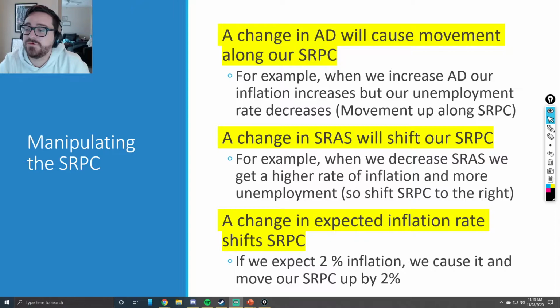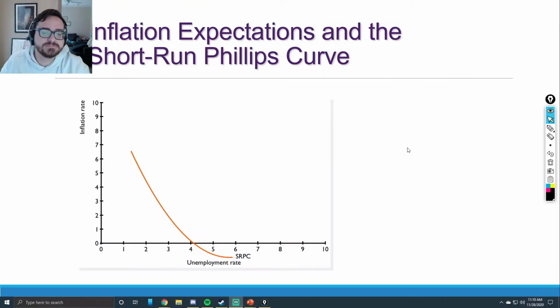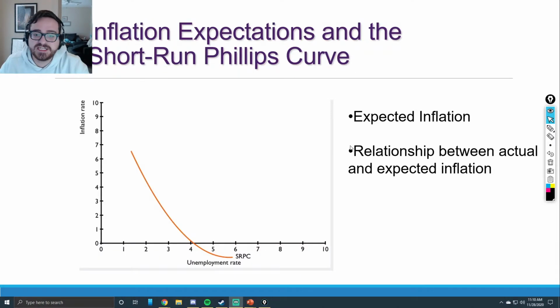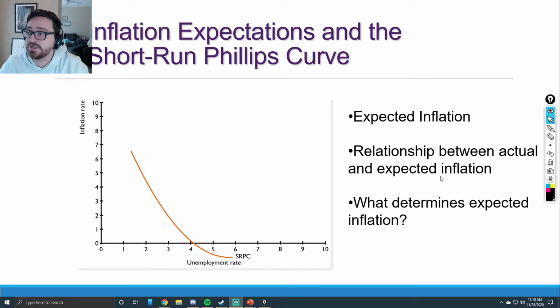The idea is if we expect more inflation, we cause it. Which logically does actually check out. If you think prices are going to go up tomorrow, what are you going to do today? Spend. Cool. What does that cause? Prices to go up. Crap. You've caused the inflation. That's the idea on a global scale. So, if we expect more inflation, it will cause more inflation.